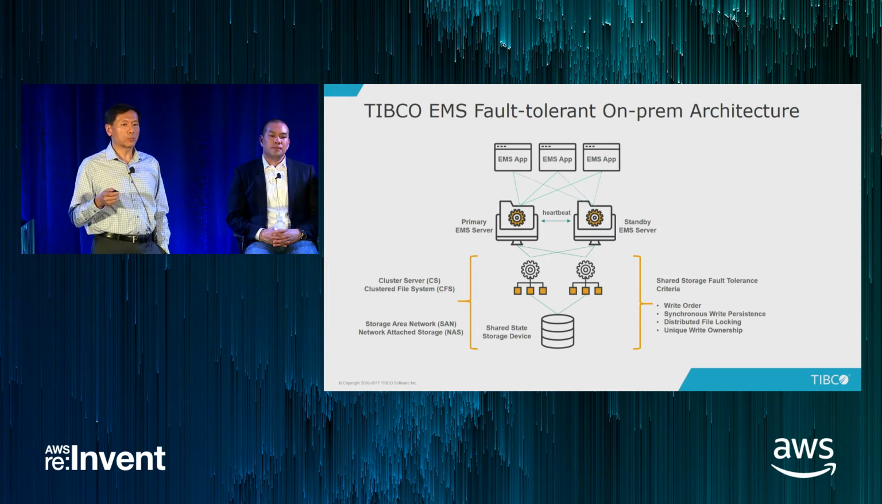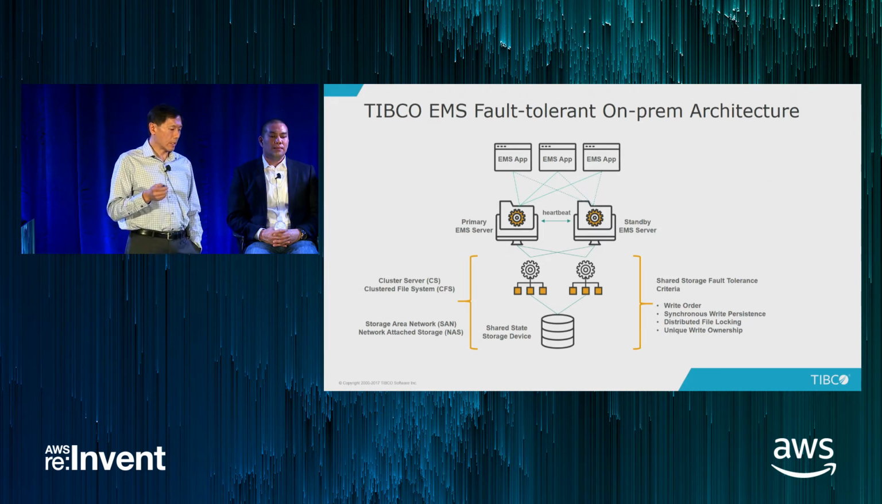As a JMS provider, the EMS server handles all the messaging communications. We deploy a fault-tolerant pair, primary and standby. When the primary goes offline or is brought down for maintenance, through a configurable heartbeat mechanism, the standby takes over as primary. And all the EMS applications will reconnect automatically through the client libraries.